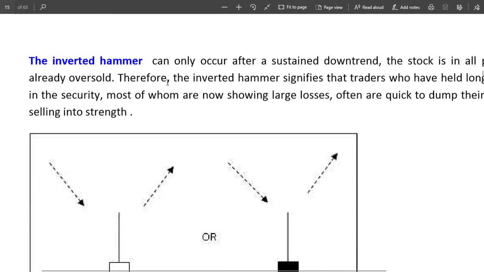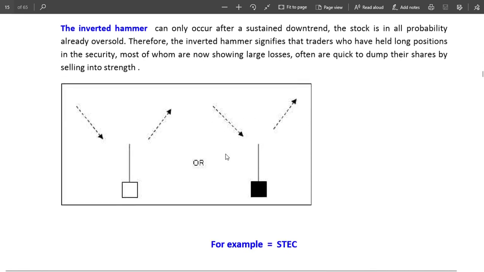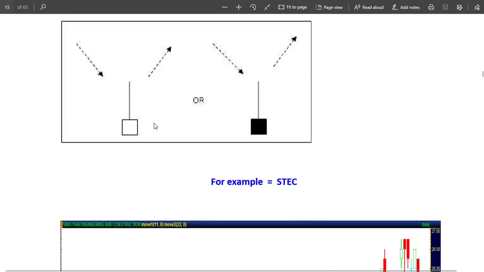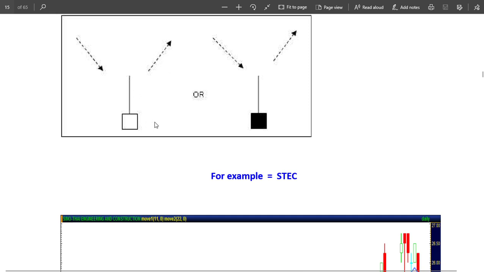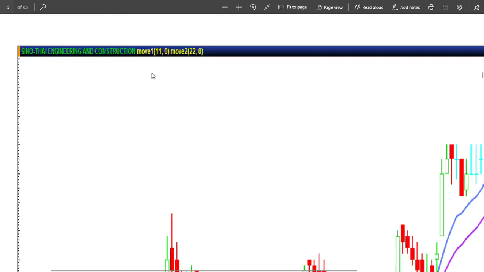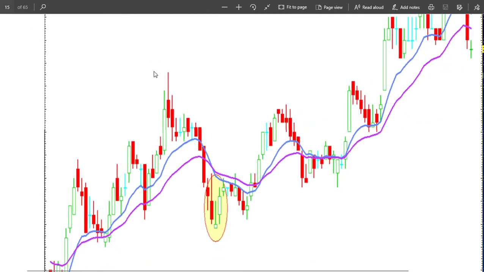Okay, the next thing here we have the inverted hammer. Inverted hammer can only occur after a sustained downtrend. Okay, so we are having a downtrend. This is what an inverted hammer looks like. You can notice that most of these patterns look alike, but the application is different. Some are in the downtrend, some are in the uptrend. So I think that's the difference.